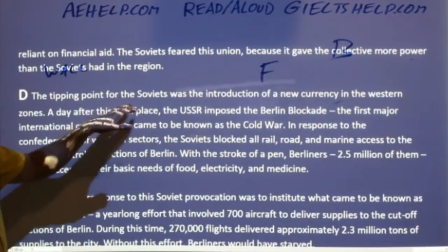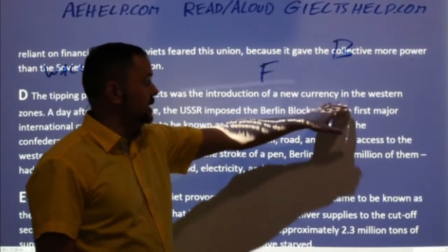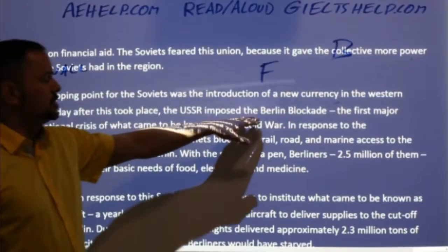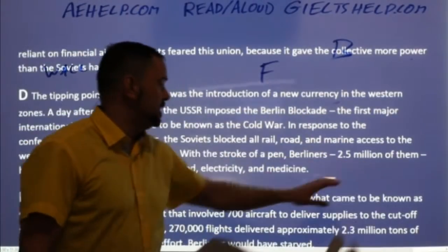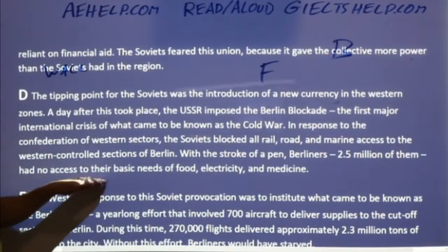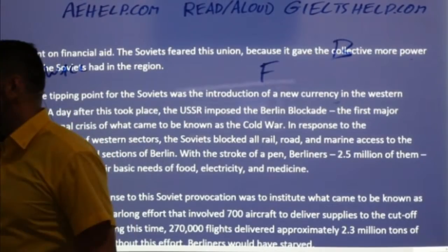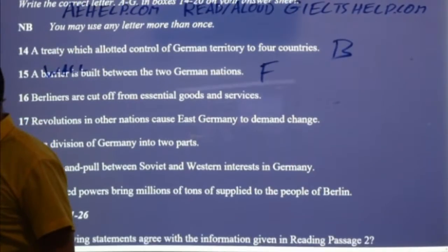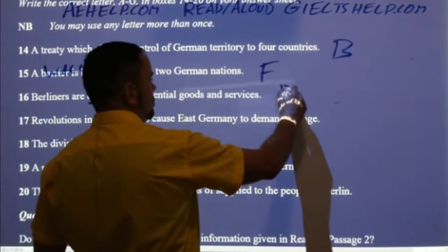The tipping point for the Soviets was the introduction of a new currency, so the new money in Western zones. A day after this took place, they imposed the Berlin blockade. 2.5 million people had no access. No access means cut off, so very good. Look how clever many of you are with this, because you're doing active reading, so you're just flying through.